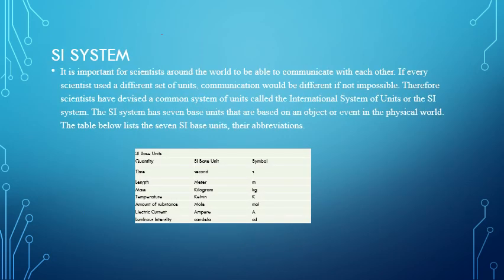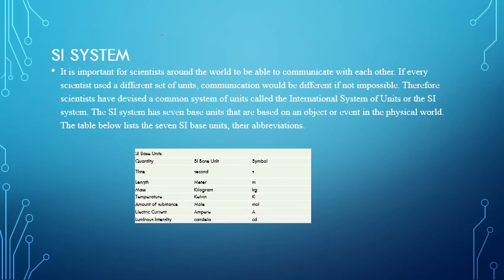Now we're going to talk about the measurements and how we report them. The SI system was created in the early 60s as a method for scientists around the world to be able to communicate with each other effectively. If every scientist used a different set of units, the communication would be difficult, if not impossible. So we devised a common system of units that is called the International System of Units, or the SI system.